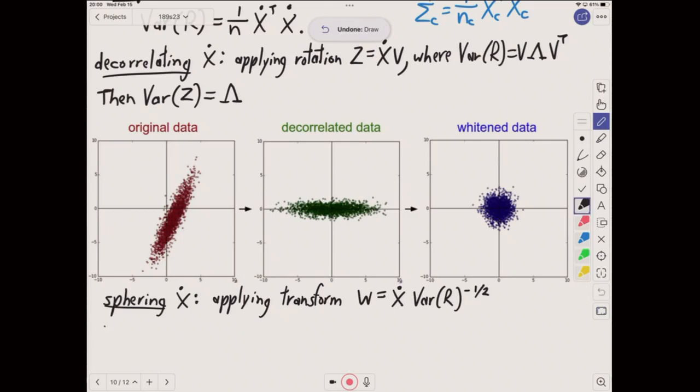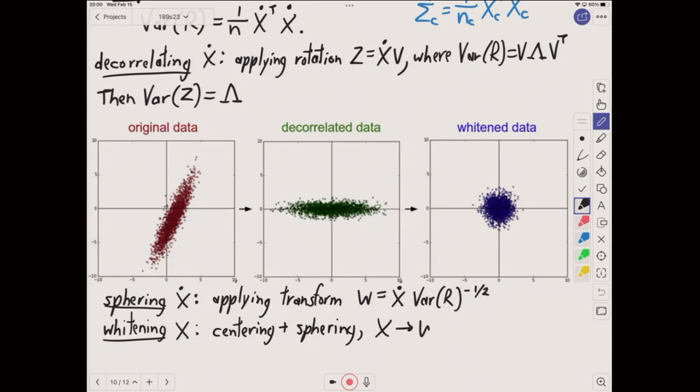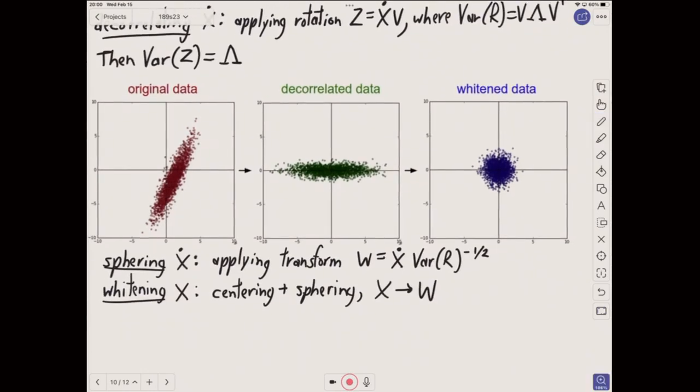And the term whitening is used as well, which is almost the same as sphering, except it includes centering first. So if you take some data and you center it and then you sphere it, that is whitening. So going straight from the original X rather than X dot to W. And if you do that, then the whitened sample points have a covariance matrix, which is the identity matrix.